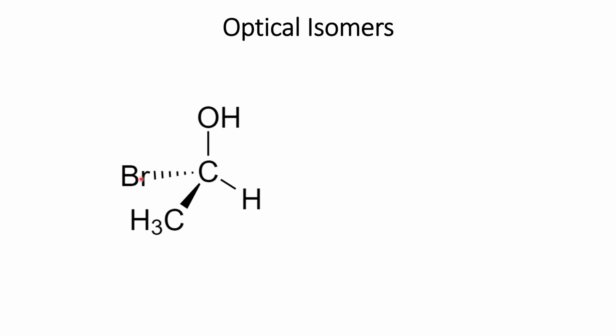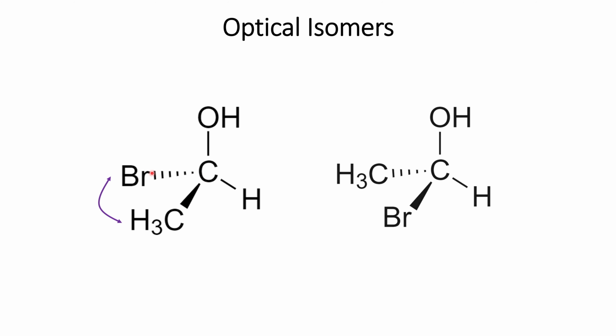So let's swap the bromo group for the methyl group, so the bromo group is coming out of the page and the methyl group is going back into the page. This is an example of an optical isomer of this original structure. Optical isomerism, remember, is a type of stereoisomerism, so these 2 do have the same structural formulae, but their arrangement in space is different.